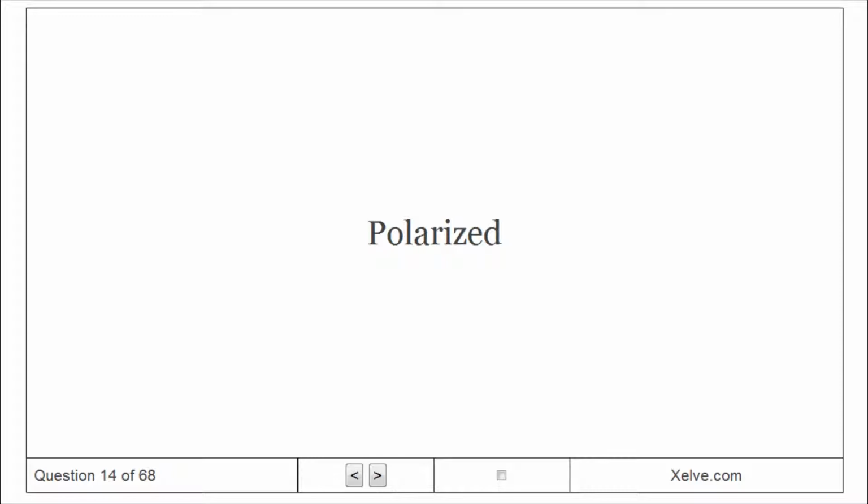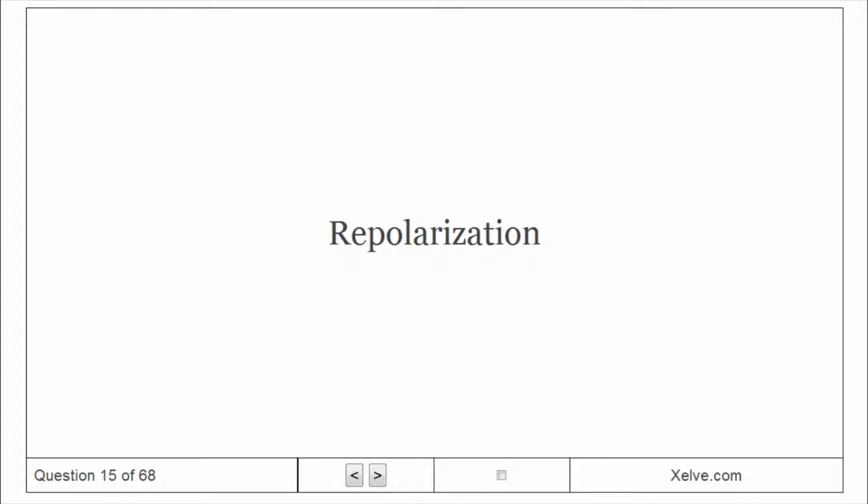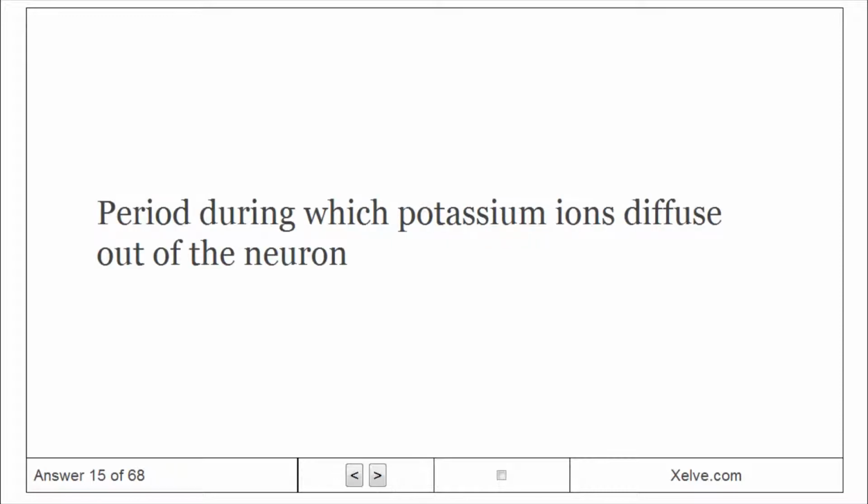Polarized. Electrical condition of the plasma membrane of a resting neuron. Repolarization. Period during which potassium ions diffuse out of the neuron.